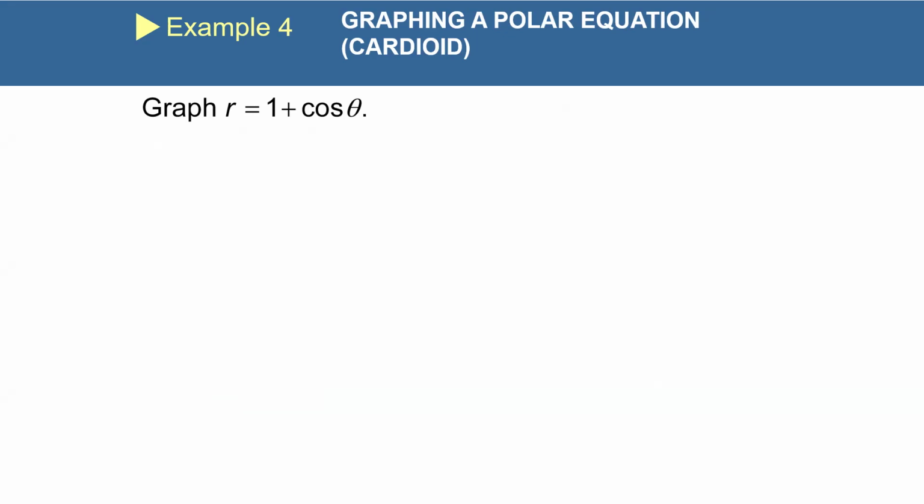When it's cosine, your cardioid is going to be focused on the x-axis. When it's sine, your cardioid is going to be focused on the y-axis. Does that make sense? So cosine means that our cardioid is going to be focused on the x-axis.